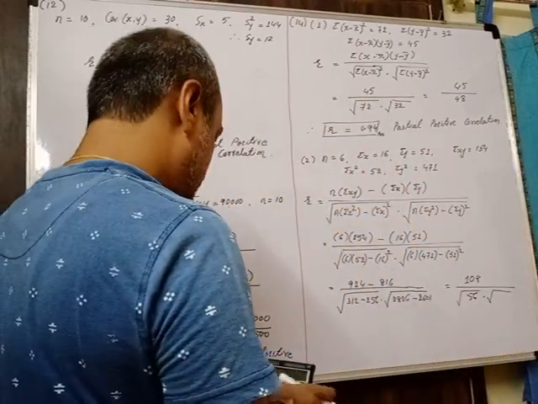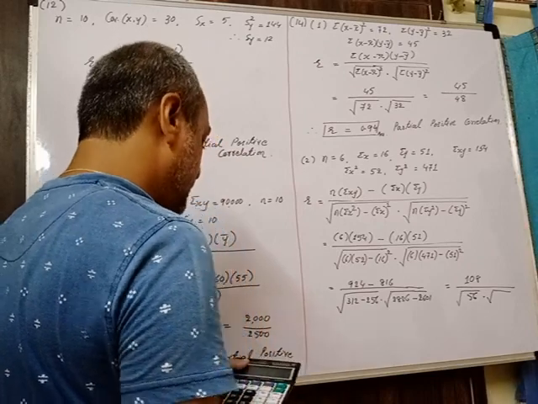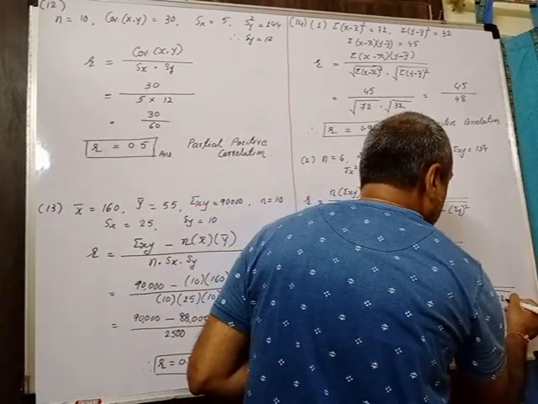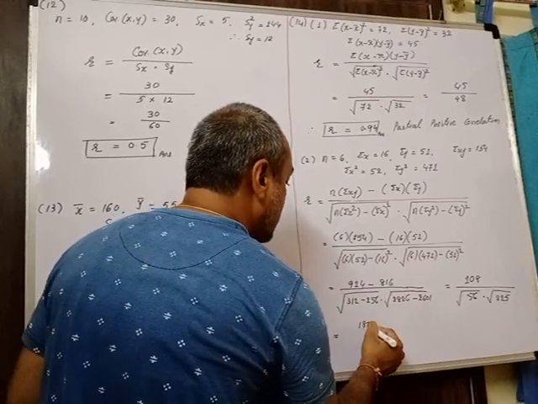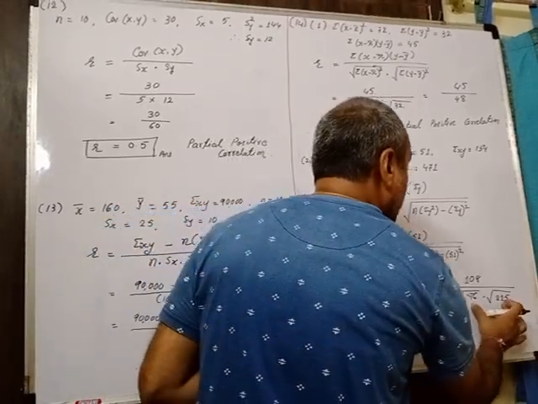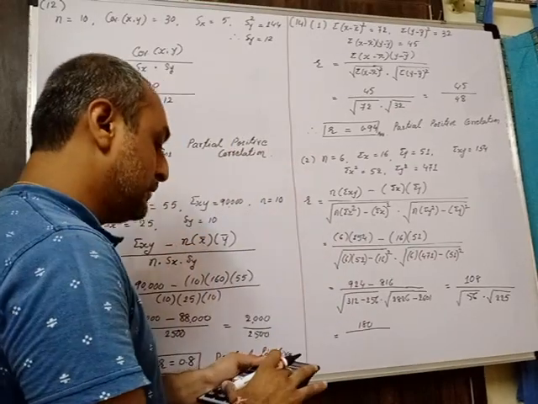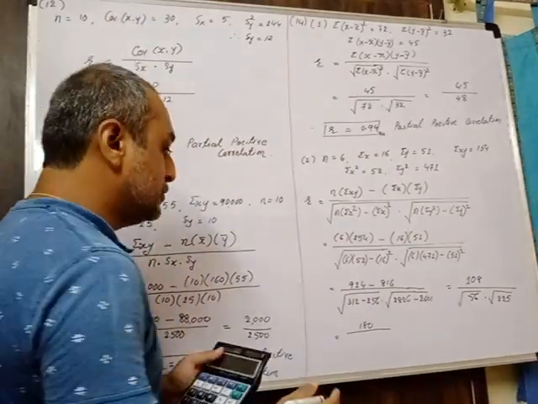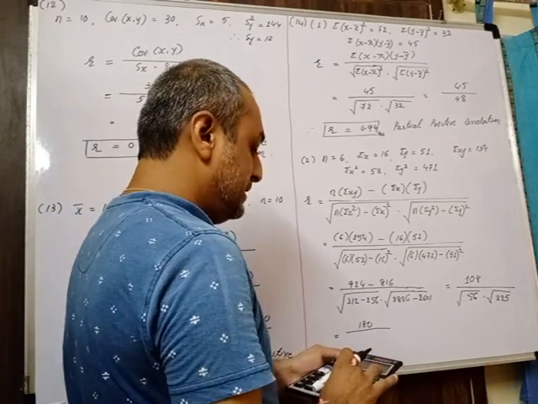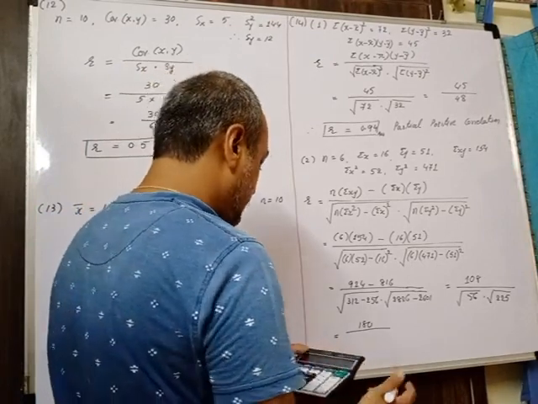2826 minus 2601 comes to 225, which is equal to 108 divided by, now the multiplication of these two values and its root value. So 225 into 56 is equal to 12,600 and its root is 112.